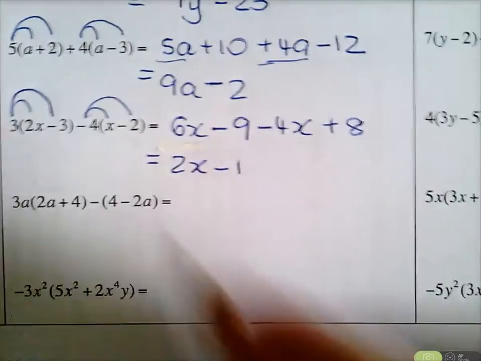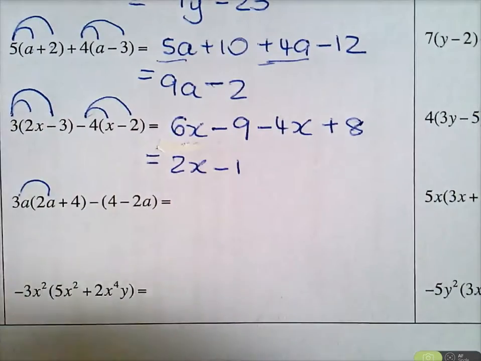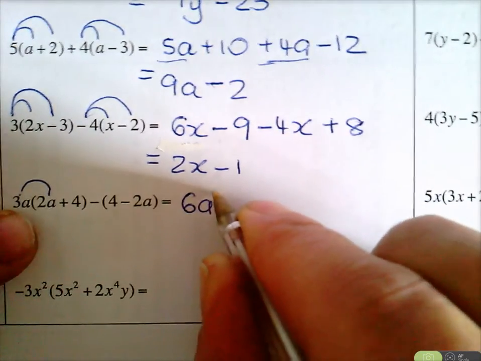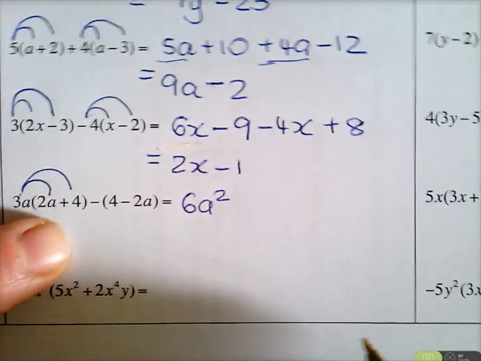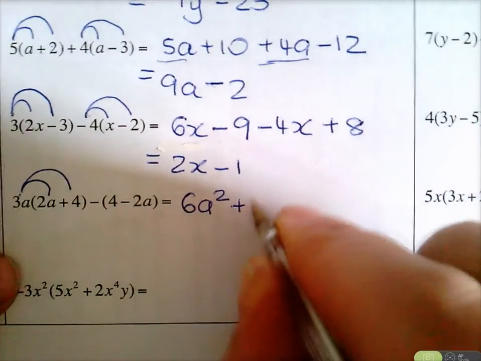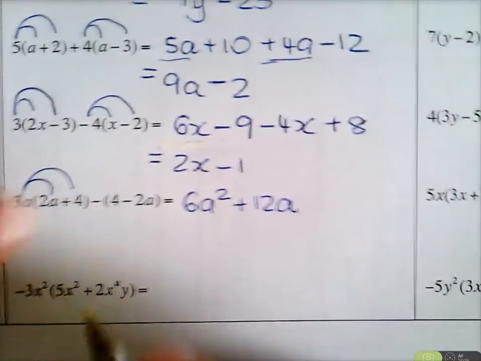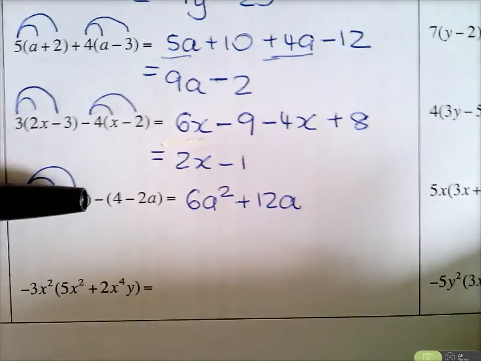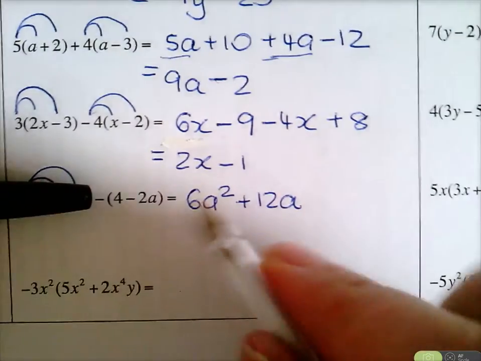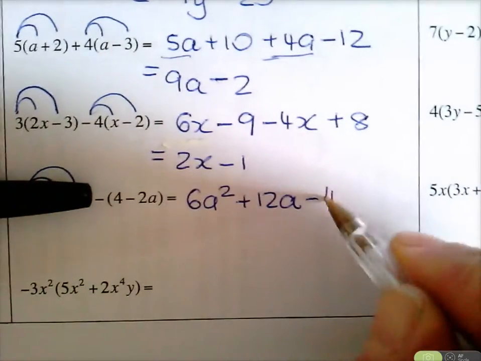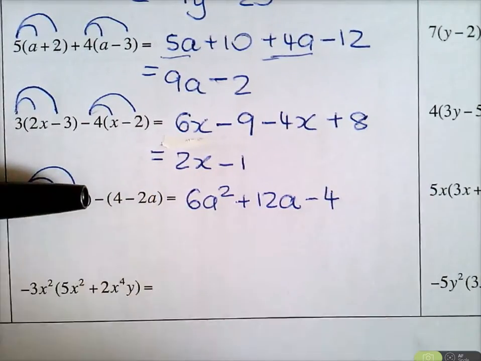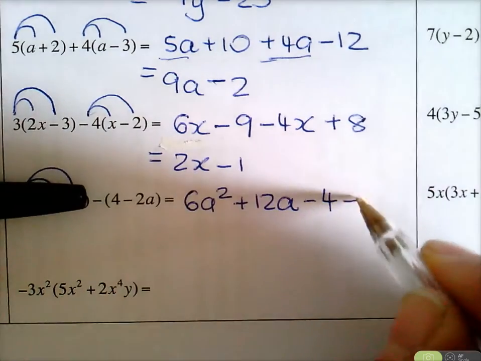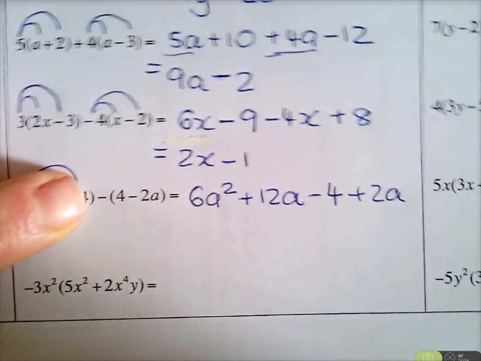Okay, next one, girls. What have we got? 3a times 2a. 6a what? Squared. 3a times plus 4 plus 12a. Now, I've done that. That bracket's done. I'll cover it up. Now, you've got minus bracket. So, what? Minus 4 minus times minus 2a. Remember, that's a minus negative 1. So, plus 2a. Are you okay with that bracket thing?